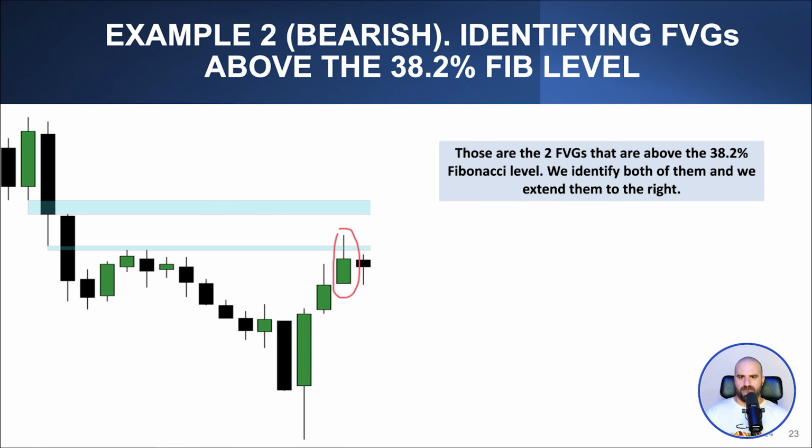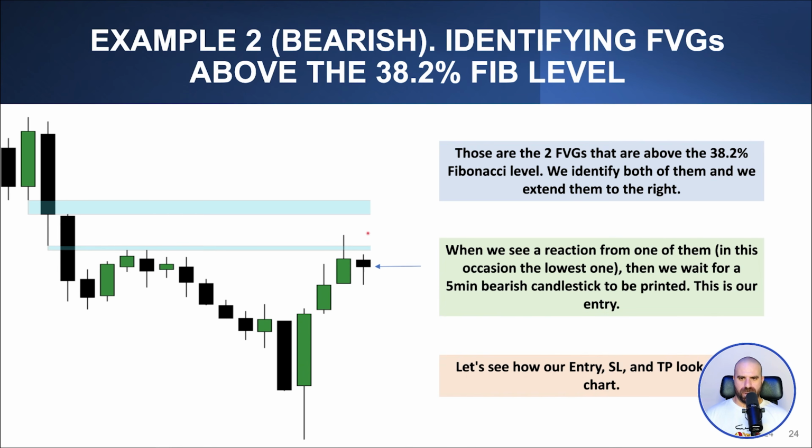From whichever one we see a reaction first, and I mean even the penetration with a wick is a reaction. If a body would be closing above it, then we disregard it, and we are looking for the second one in this occasion. When we see a reaction, if this would be a bearish candlestick, we would be entering instantly. Now that we saw a reaction, all that we're waiting for is for a bearish candlestick in this occasion to be created. This is the bearish candlestick that we are looking at right now.